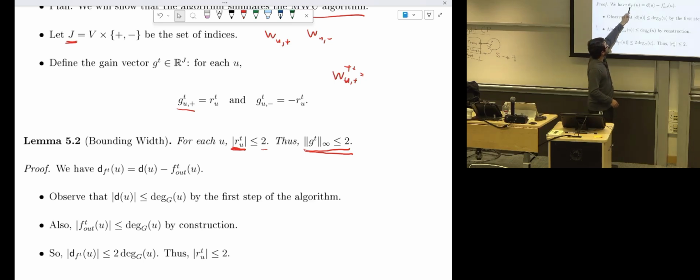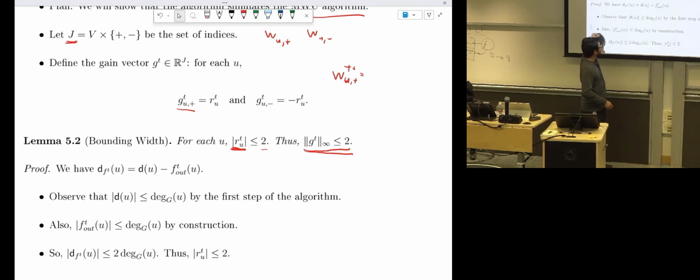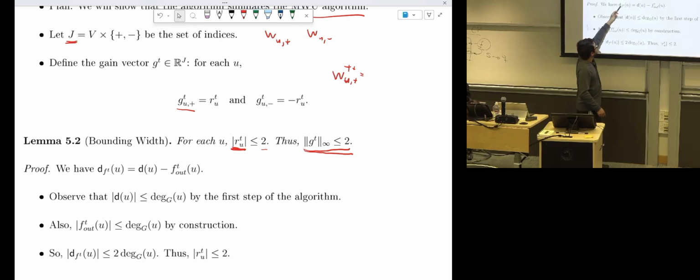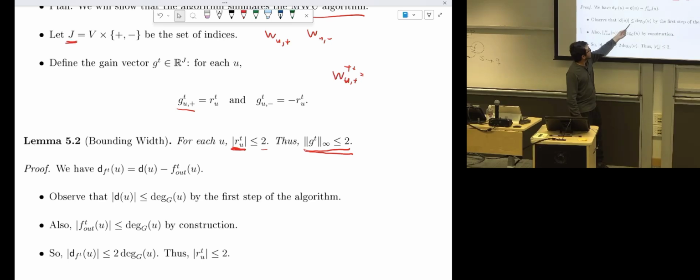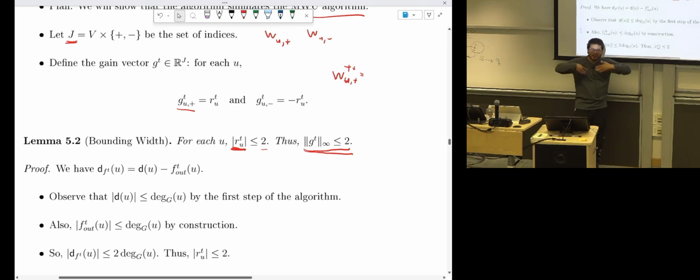Let's consider this one, the residual demand. The residual demand is just this minus this one. I'm just going to say that the absolute value of each of these is at most degree. First, this one is at most degree because this is what we do in the first step. That's clear: the flow out of each node is at most degree because we send flow at full capacity, not exceeding the capacity.